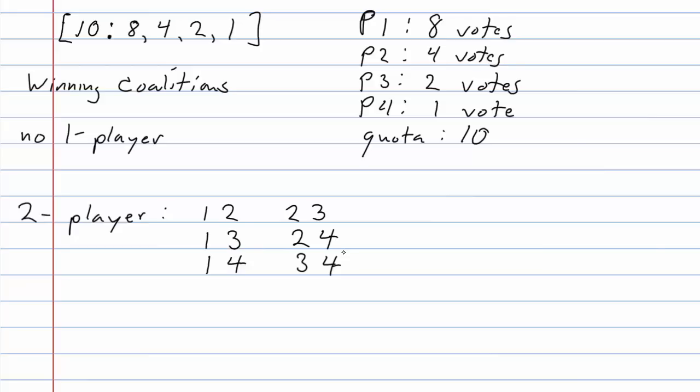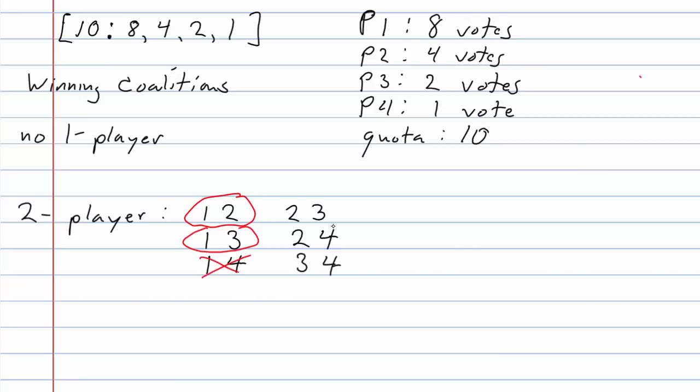Now, which of them are winning? If we look at 1, 2, how many votes does that coalition control? Player 1 has 8 votes, Player 2 has 4 votes, so altogether that coalition has 12 votes, which meets the quota. So that's a winning coalition. What about 1, 3? That would be 8 plus 2, which is 10, and that meets the quota. 1, 4, that would be 8 plus 1 votes. That does not meet the quota. That would only be 9, but the quota is 10, so that's not a winning coalition.